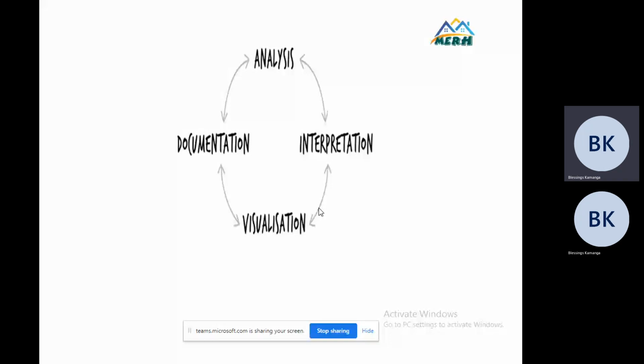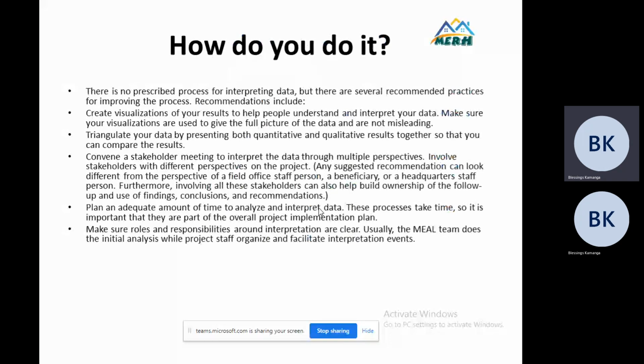There is no prescribed process for interpreting data, but there are recommended practices for improving the process. Recommendations include: create visualizations of results to help you understand and interpret the data. So you use visualizations not to make it more complex, but to make sure that people understand what you're doing. You triangulate the data, representing both quantitative and qualitative results together so that you can compare the results.